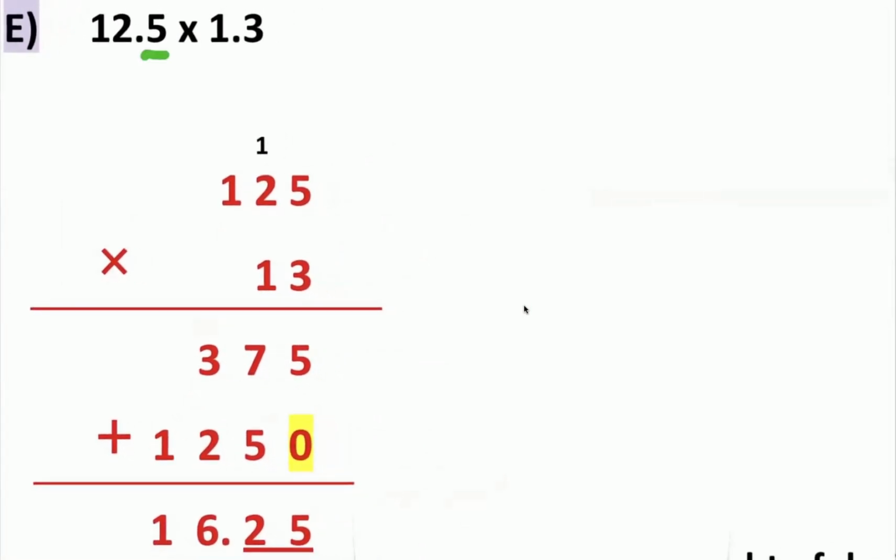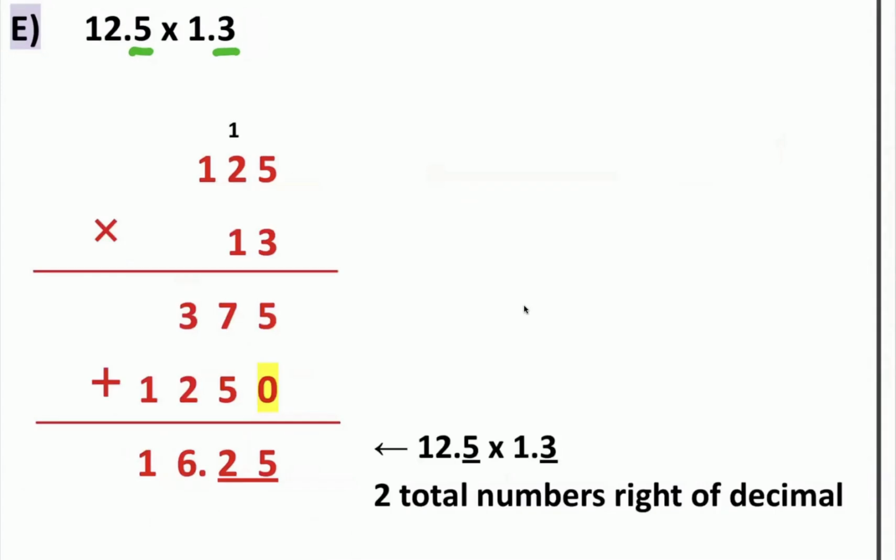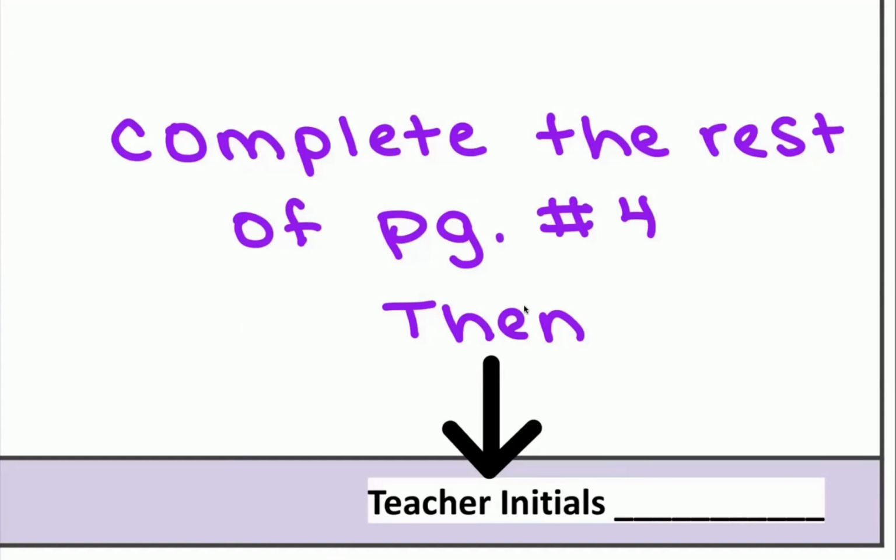So we have 2 numbers after the decimal, so we want to make sure our answer also has 2 numbers after the decimal. Complete the rest of page 4, then check in with your teacher to get additional feedback. Come back to the video when you're ready for page 5.